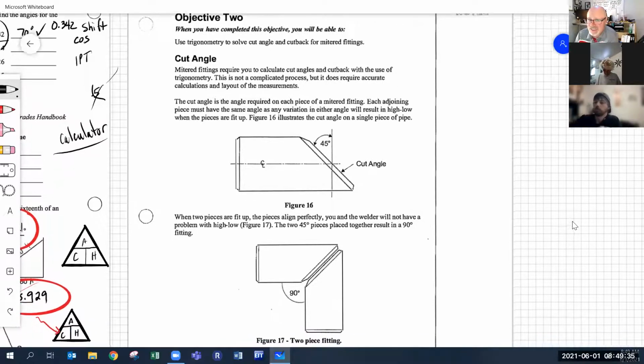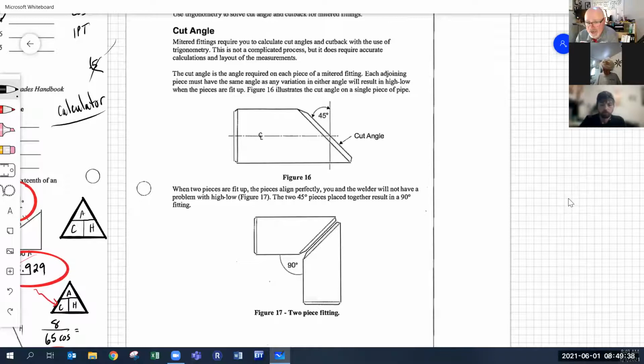As you can see in this picture right here in figure 17, this is a two-piece miter, right? So we have a 90-degree two-piece miter. We have to cut two pieces of pipe at a 45-degree angle, and then we put them together to make the 90. And then they would weld this 90 up, and then they manufacture these joints. They're called miter joints because we cut the pipe to miter them together, okay? So that's what those are called.